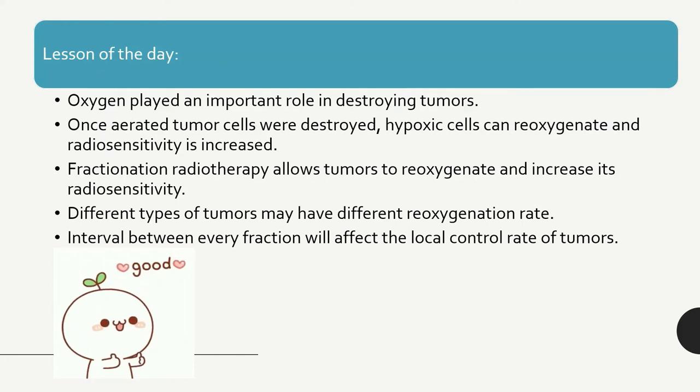And once aerated tumor cells are destroyed, hypoxic cells can reoxygenate and their radiosensitivity can be increased. Fractionation radiotherapy allows tumor to reoxygenate and increase its radiosensitivity. Also, different types of tumor may have different reoxygenation rates. An interval between every fraction will affect the local control rate of tumors. This is because if the interval between every fraction is too short, the tumors will not have enough time to reoxygenate and hence make the treatment less effective.